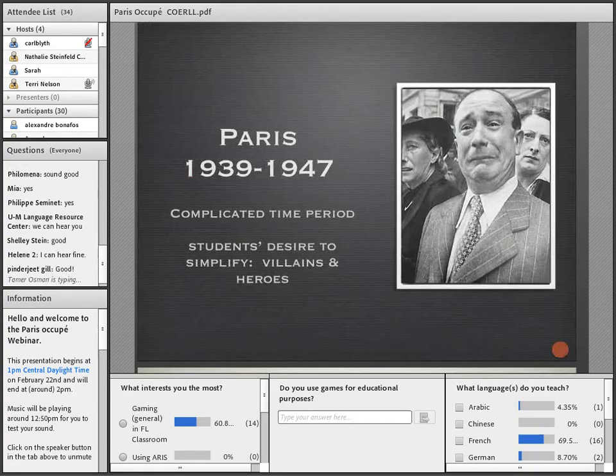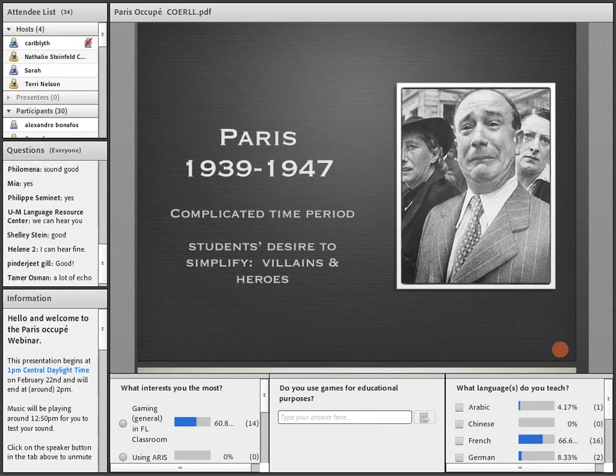So, Paris, 1939 to 1947. Obviously an extremely complicated time period. And not only is the time period complicated, which I think makes it interesting, but I've always struggled with my students and their desire to simplify this whole time period and to think about things in terms of villains and heroes, that there are good guys and bad guys and they would have been a resistant and everything would have worked out fine, which is great for a two-hour Hollywood movie, but really doesn't get into the importance of the time period.